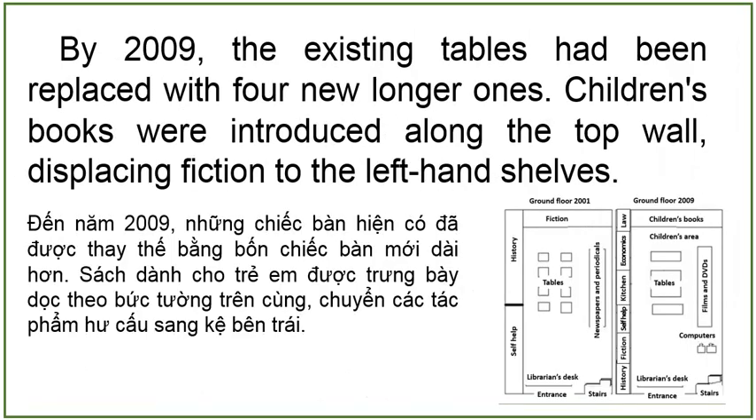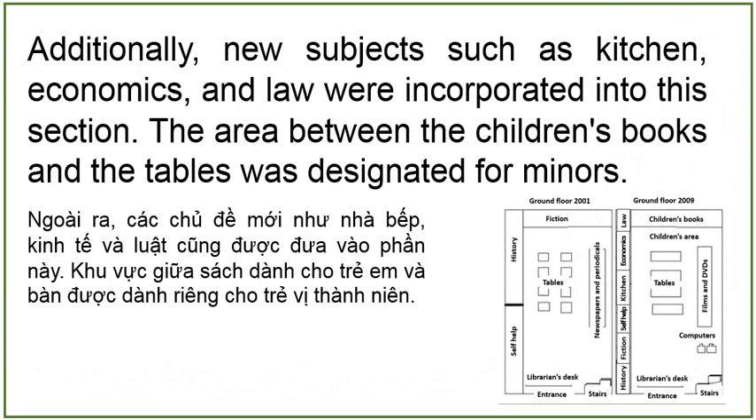By 2009, the existing tables had been replaced with 4 new longer ones. Children's books were introduced along the top wall, displacing fiction to the left-hand shelves. Additionally, new subjects such as kitchen, economics, and law were incorporated into this section. The area between the children's books and the tables was designated for minors.